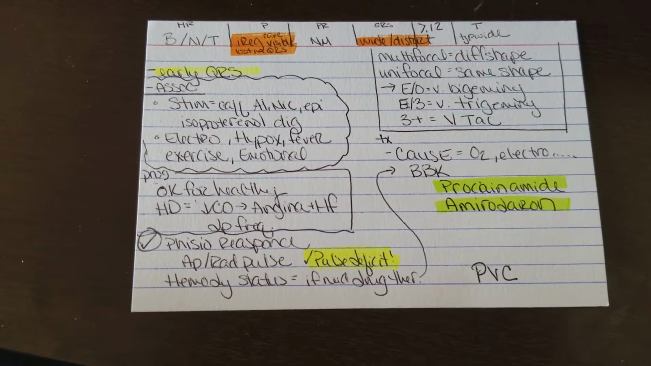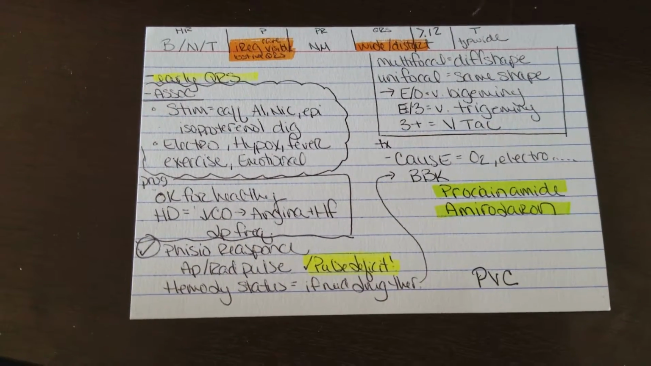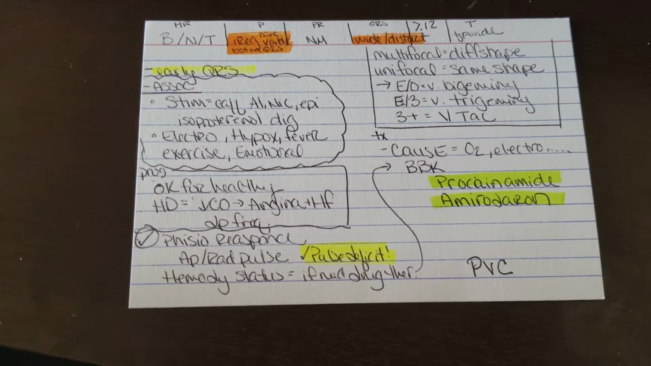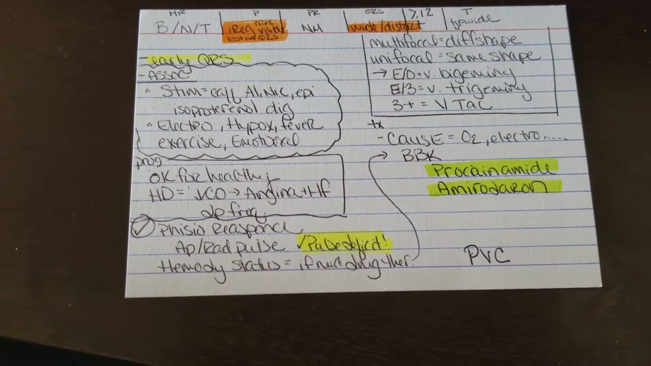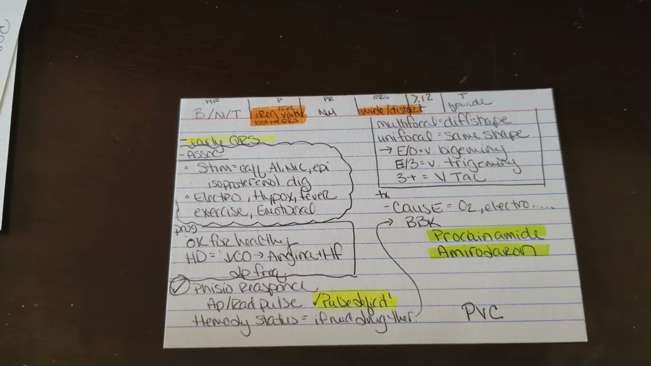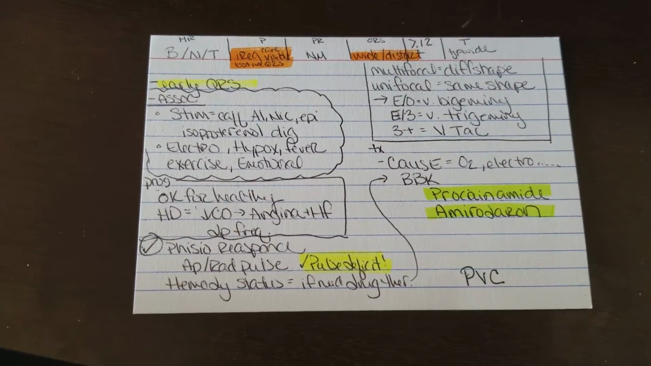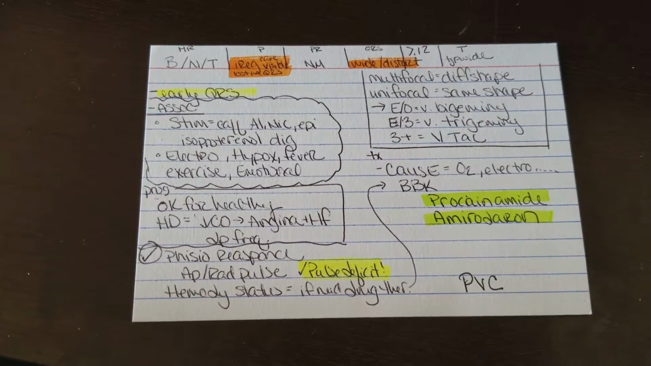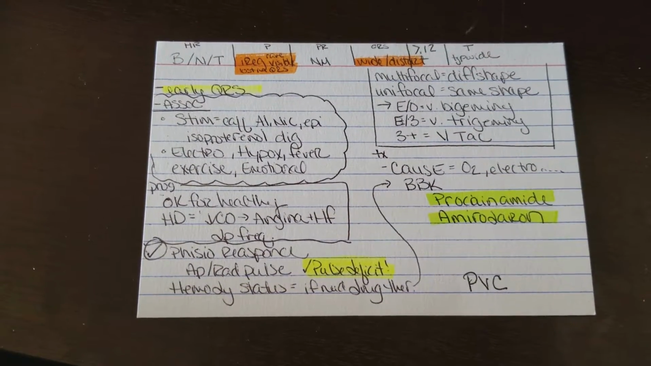And so with PVC, check their apical radial pulse for a pulse deficit. And then you want to assess their hemodynamic stability, especially if they need drug therapy. So always treat the cause. Again, if their oxygen is low, they're hypoxic, give them oxygen. They're going to have beta blockers as well as procainamide and amiodarone.